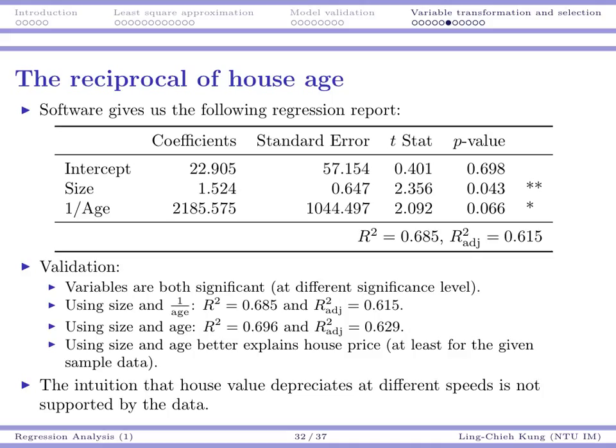Either we conclude that, well, the intuition is wrong, or we conclude that we need to collect more data. So it depends. But anyway, what we can say at this moment is that our data do not support that intuition. If we need to choose a model to do prediction, we should choose size and age directly and believe that age has a linear impact on price. Okay, so that's the idea. You may try a transformation, but you still need to compare whether that transformation is better or worse.